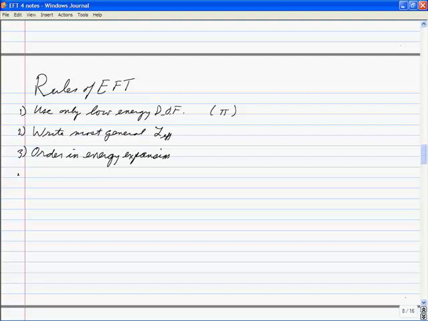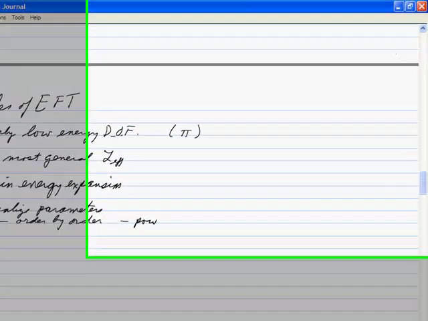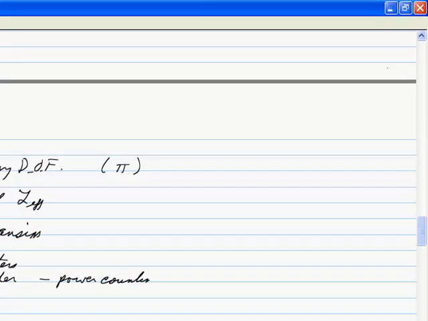You renormalize the parameters in this. Okay. This is done order by order. And here's where power counting comes in. You know what orders you have to do, how many loops you have to do by that power counting theorem. Most often it's one loop, because we almost never work beyond one loop.